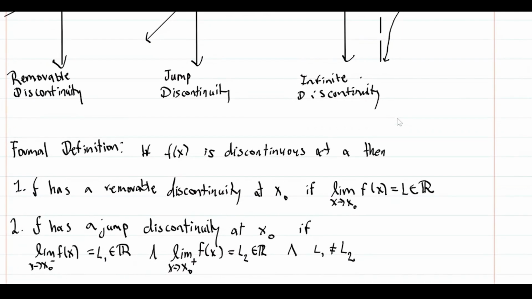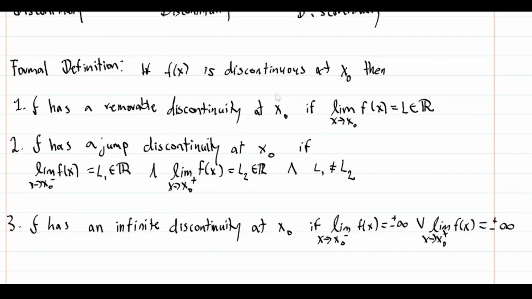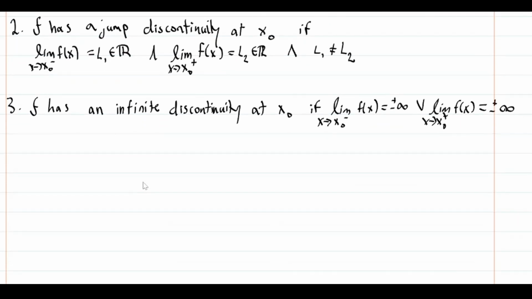You have infinities. So the formal definition: if f is discontinuous at x naught, then f has a removable discontinuity at x naught if the limit exists, right? But the function is not defined there, or it is defined, but it's not the limit. f has a jump discontinuity at x naught if both the side limits exist, but they don't match. And finally, f has an infinite discontinuity at x naught if either side limit is plus or minus infinity. It's some type of infinity.